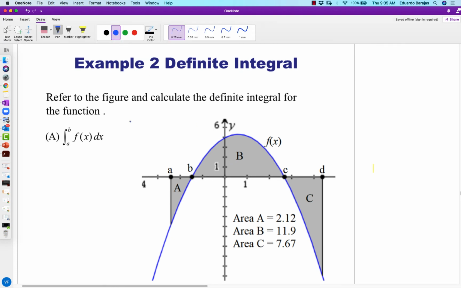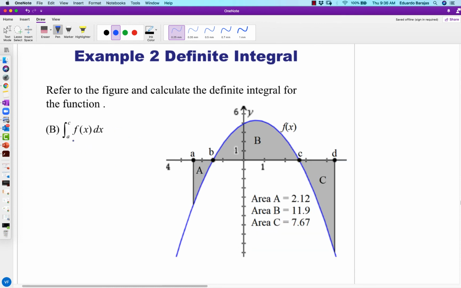So I'll put it in blue here. Because I know that the area is below the x-axis, from a to b, f of x, it's going to be this area right in here. The integral from a to b of f of x, I can see that this is going to be equal to negative 2.12, right? I just had to introduce the minus because I know it's below the x-axis. I'm just using this area.